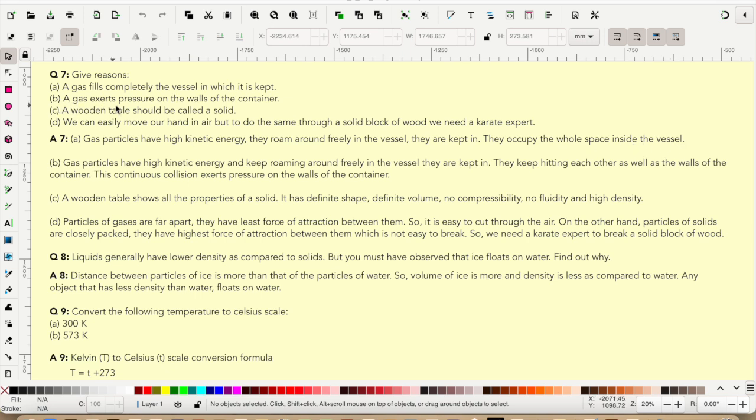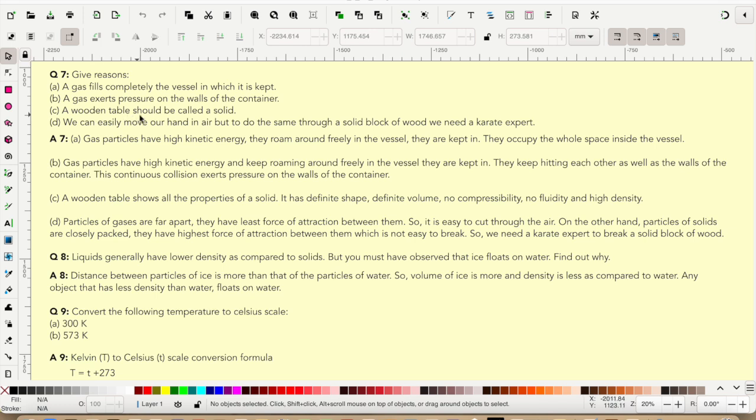Part B. A gas exerts pressure on the walls of the container. Answer is, gas particles have high kinetic energy and keep roaming around freely in the vessel they are kept in. They keep hitting each other as well as the walls of the container. This continuous collision exerts pressure on the walls of the container.